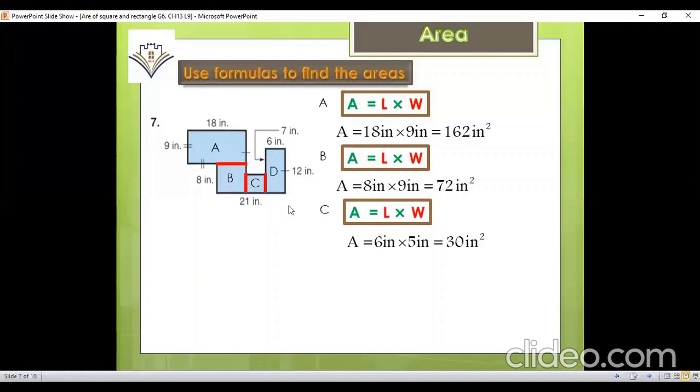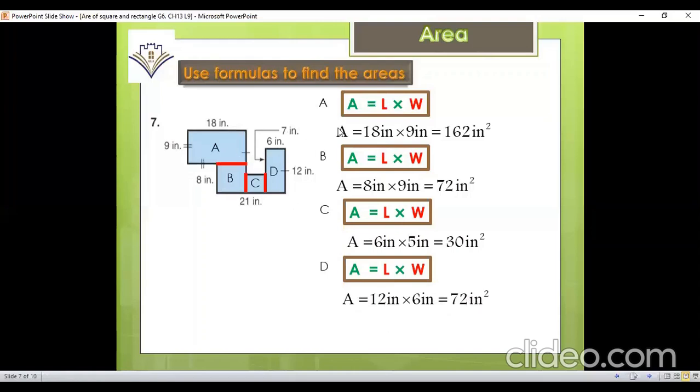Look at the last part here, D. It's very easy. The length and width are 12 inches and 6. It's also a rectangle, length multiplied by width. 12 multiplied by 6 equals 72 square inches.